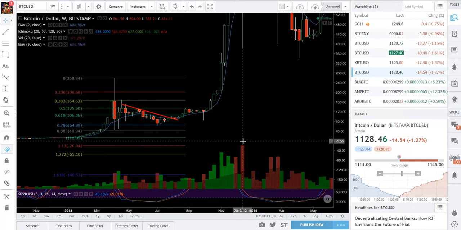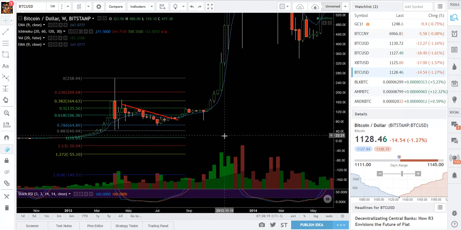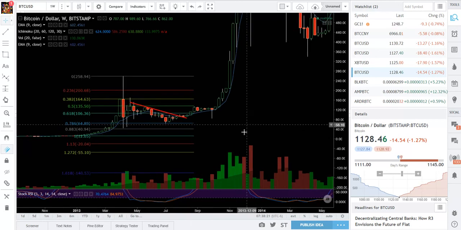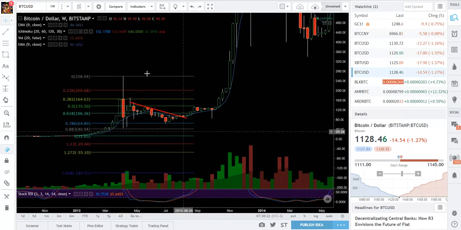We would have to look at Mt. Gox charts for the previous bubbles, and I've actually had a really hard time finding those charts. So if anybody has a link to those charts, please let me know. But we had this bubble that was measurable, okay?